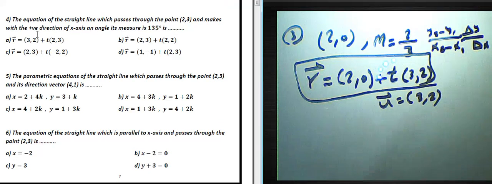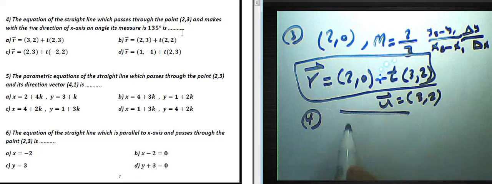positive direction of axis an angle measure 135. You can find the slope about this example. Tan 135 equal -1. Okay, question number 4, I will solve it here.